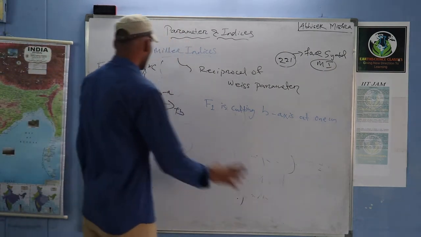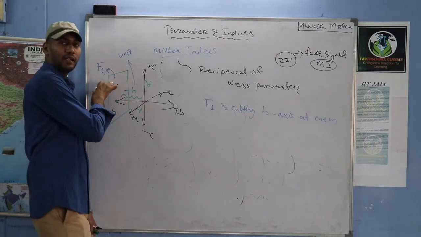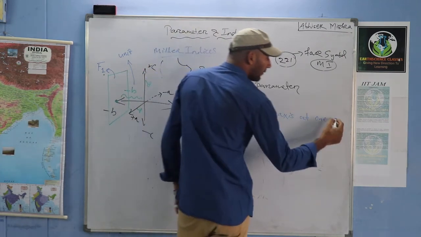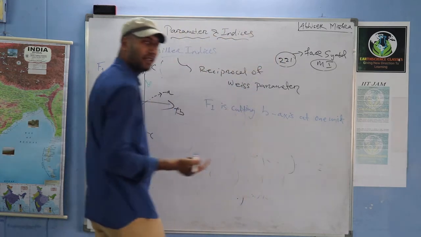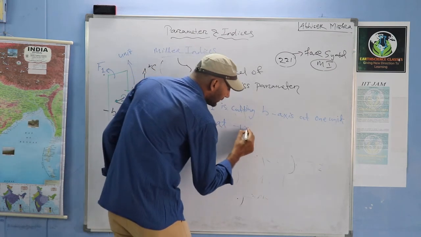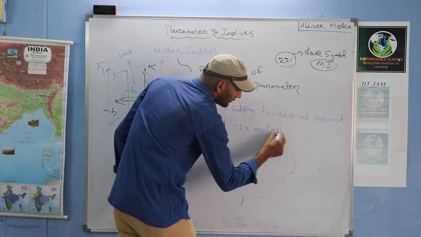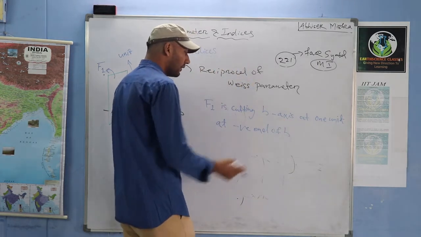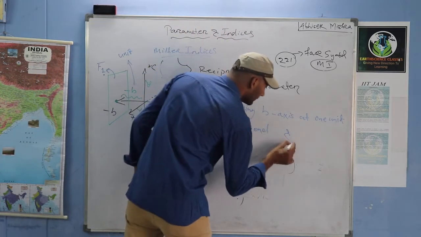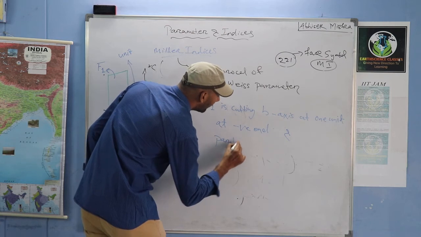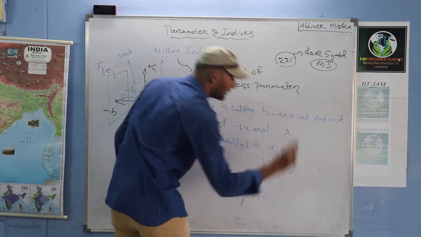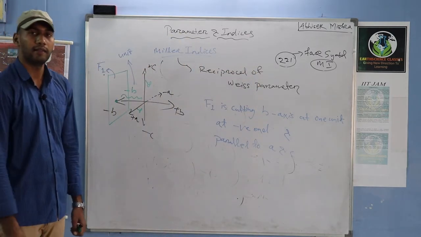So continuing, as I was telling, this phase I am naming it F1. F1 is cutting the B axis at 1 unit, at the negative end of B, or at the negative end only we can say, and parallel to A and C.